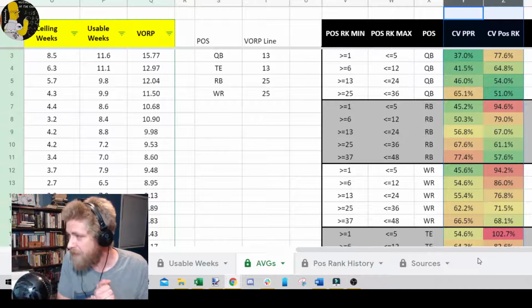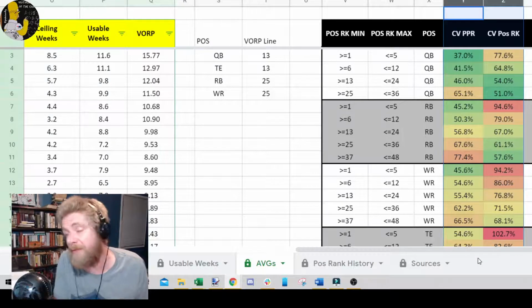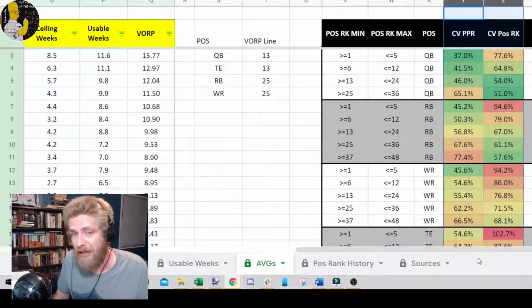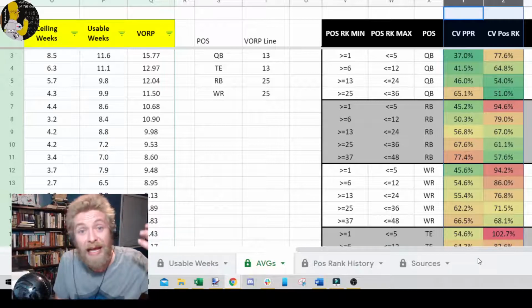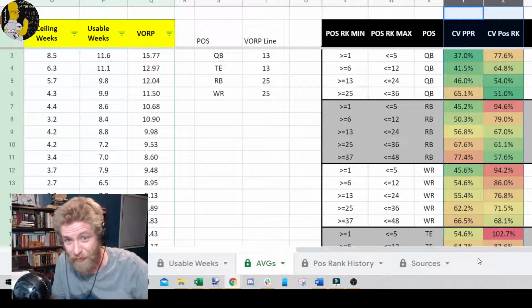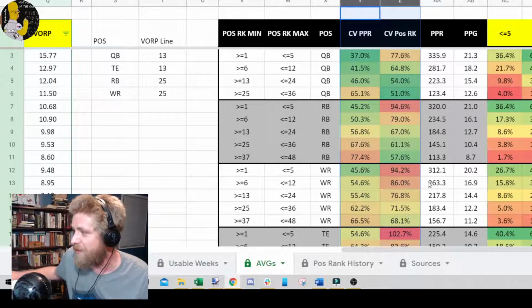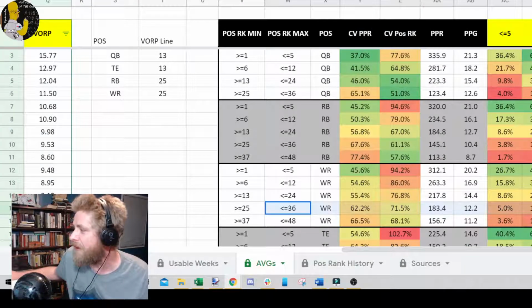But I think you can find other conclusions there too, like the fact that we may be overdrafting top 24 running backs. That's one of my personal takeaways, and that having a top 12 wide receiver does provide a significant advantage compared to having a top 36 wide receiver, despite what John Hogue was saying. That was a weird thing. He went a little too far for that.